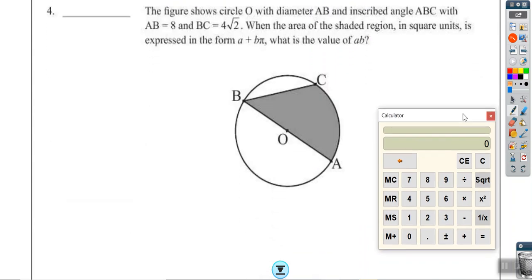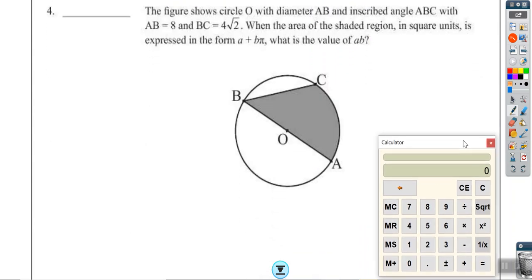Now this is the one that we had a little trouble with. All right, so we have a shape and we want to find the area of the shaded region, and the area of the shaded region, since we have a circle, is going to contain pi. So we're going to have a plain old number, that's this triangular portion, and then we're going to have a part that's described by a portion of a circle. Well, that's going to include the number pi. And then we're going to multiply the a and the b values together, and that's our answer.